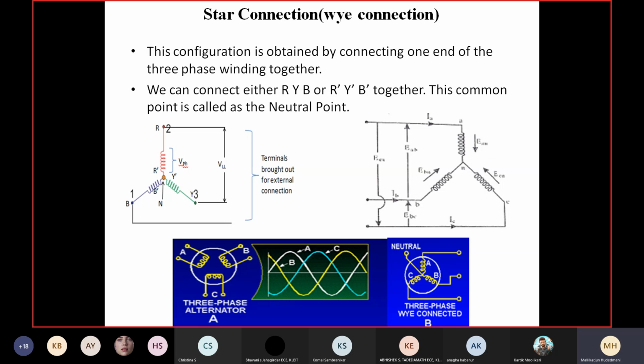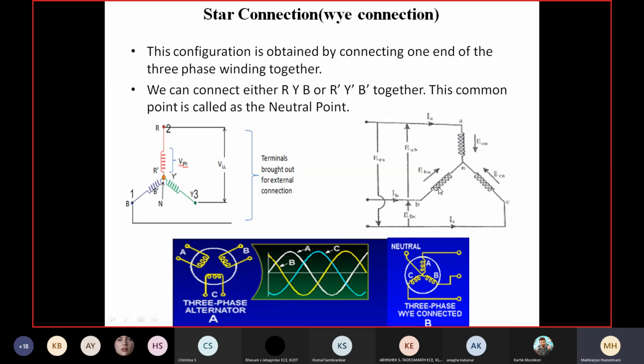Now a question would be: explain star connection, and relate the line and phase quantities with the help of a vector diagram. Then we need to understand this as a representation. You got to know that EAB is not equal to EAN, and EAB is not equal to EBN also, because these two windings are interconnected in such a way that between A and B it is EAB. It is not EAN plus EBN.